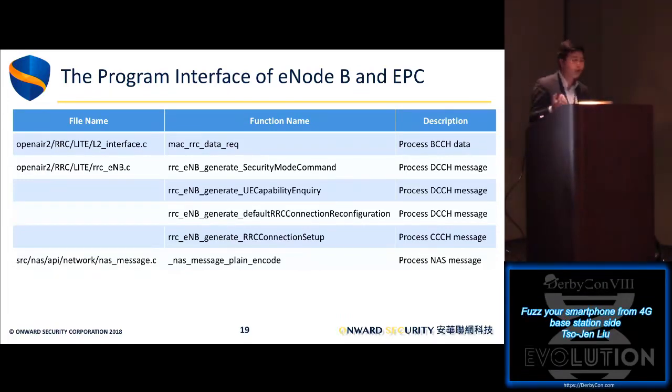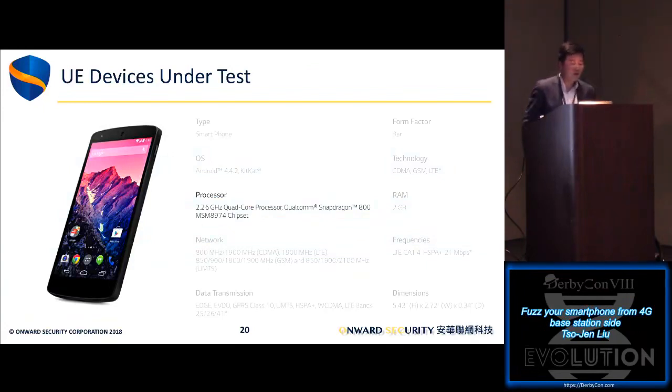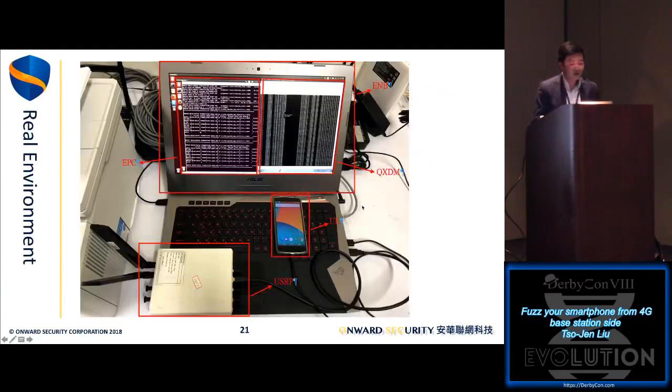Our fuzzer will generate the pattern, and we rewrite the function to read a pattern from our file and send the malformed data to the cell phone. Okay, this is our testing target this time: LG Google Nexus 5. You can find the processor is the Qualcomm Snapdragon 800. Then this is our real environment.